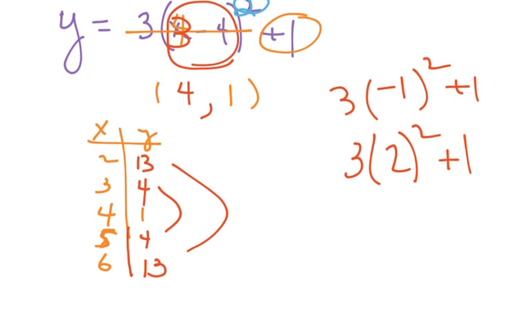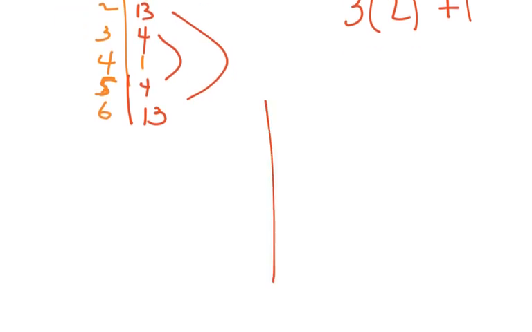The vertex does not. And so if I graph it to 13, it looks something like this. Just a quick sketch here. 4, 1. When you graph this, make sure it's not a V, because that's a different type of graph. That's the absolute value graph.